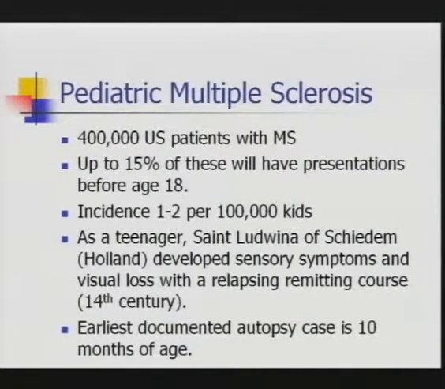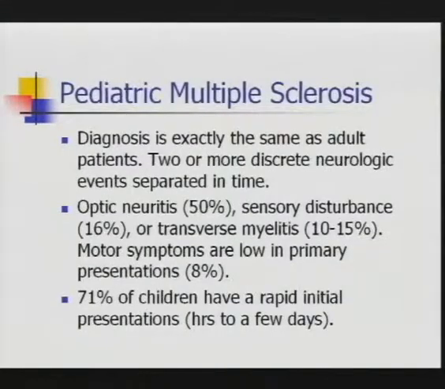And the earliest documented autopsy case is actually about 10 months of age. So it can happen in very, very young infants, but it's very, very uncommon. So the diagnosis is really much the same as it is in adult patients: 2 or more discrete neurologic events that are separated in space and time. Optic neuritis and sensory symptoms tend to be the most common in children who have pediatric multiple sclerosis. Motor symptoms are usually very low in the primary presentation.